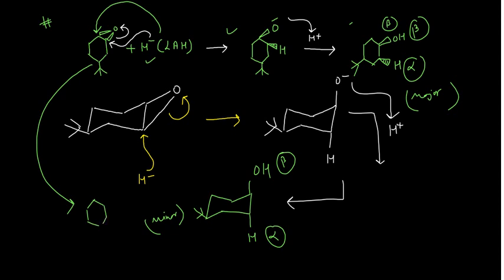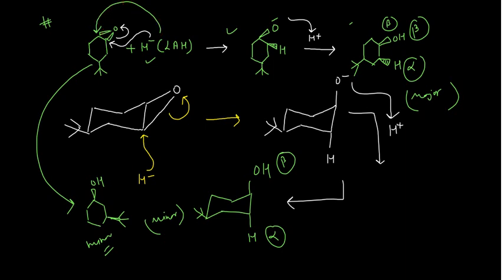Okay, say this is your OH and this is your this. So it is always above the plane, remember. So this is the minor product. You can draw this minor product on your own by attacking the nucleophile from this side.